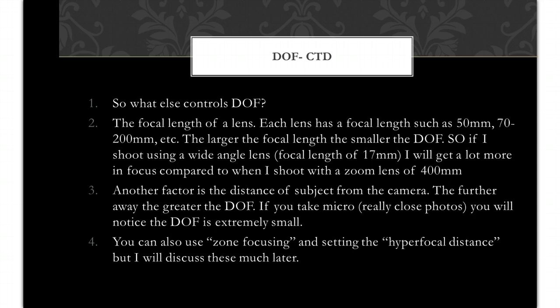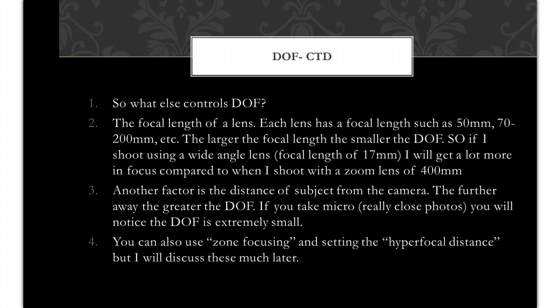So if I'm using a zoom lens, say at 400 millimeters, I have a very small depth of field. If I'm using what is referred to as a wide angle lens, something less than say 24 millimeters, then I'm going to have a very wide depth of focus. So even though, for example, I'm using say an f of 2.8 with a 17 millimeter lens, I've got a lot more in focus than a 400 millimeter lens with the same f2.8. Hopefully that makes sense.